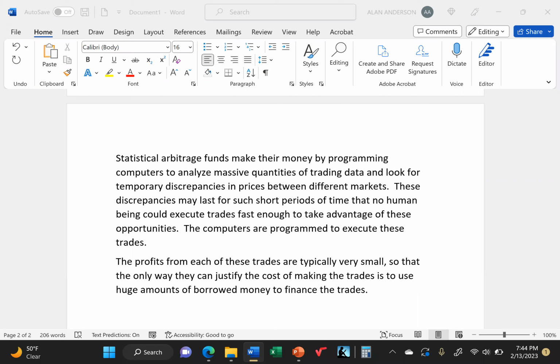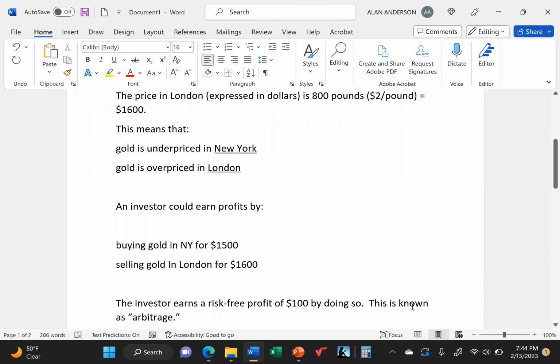Now, here's an interesting result, though. You might say to yourself, well, why don't we all sit there and just look for arbitrage opportunities? Well, number one, they're not going to happen very often. But number two, let's see what happens here.